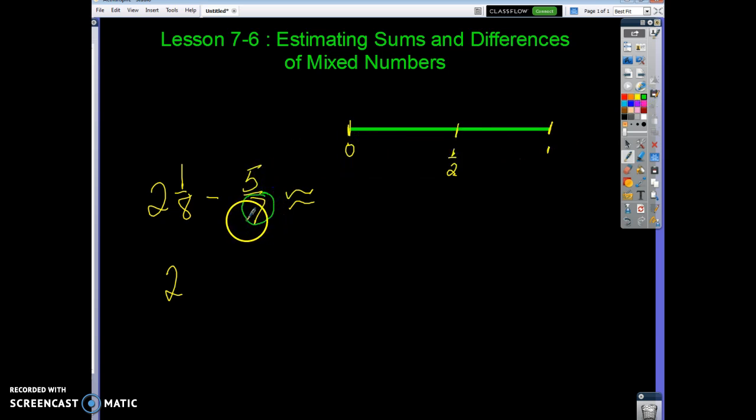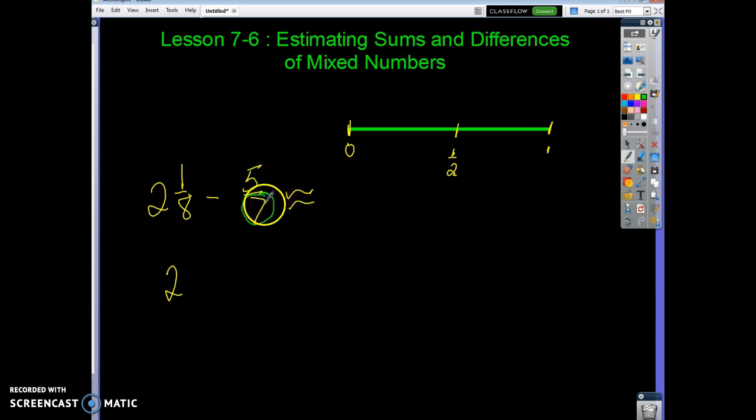Finding half of 7 is not the easiest thing, but I can find half of 6, which is 3, and I can find half of 4, which is 2. So half of 7 should be, actually, I wouldn't do 4. I would do half of 6, and I would do half of 8. So half of 6 is 3, and half of 8 is 4. So half of 7 has got to be between 3 and 4. And half of 7 is 3.5.